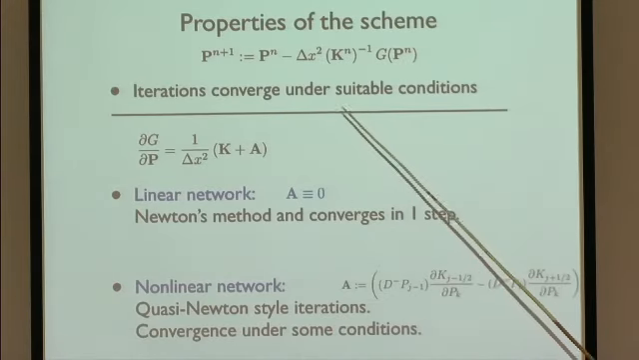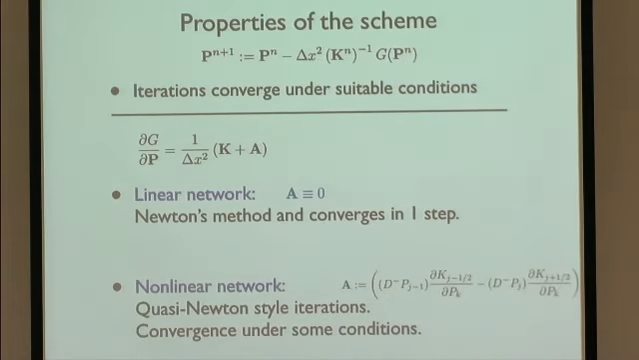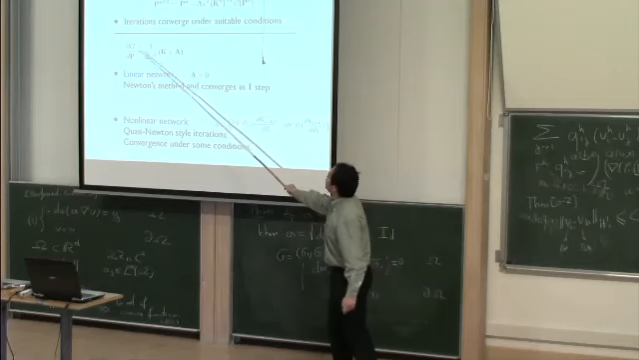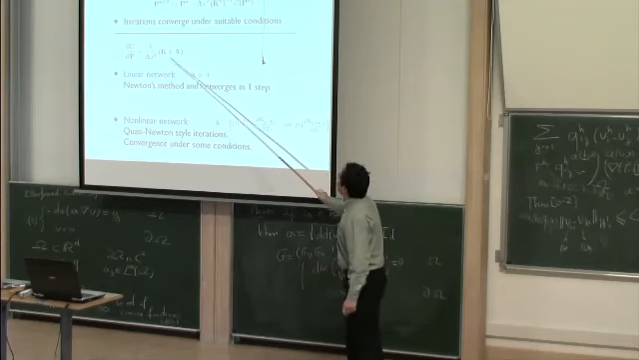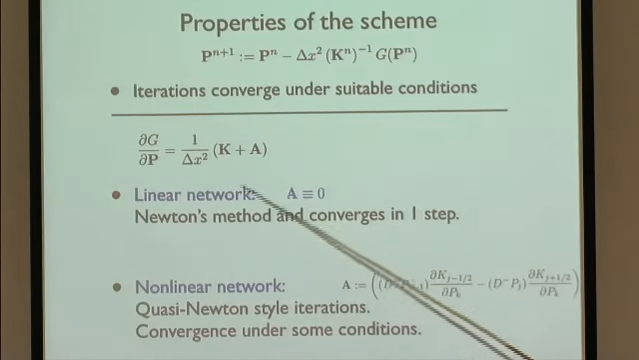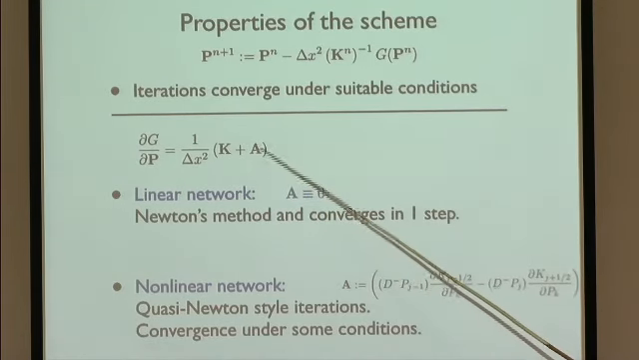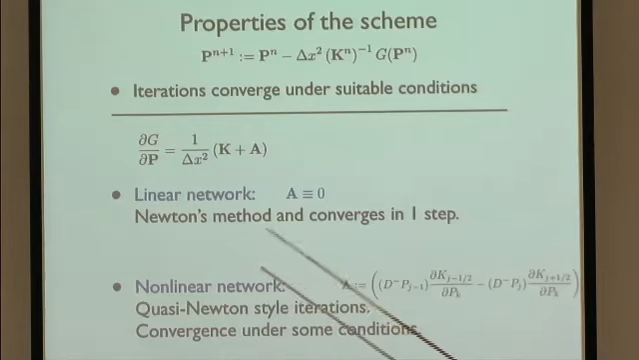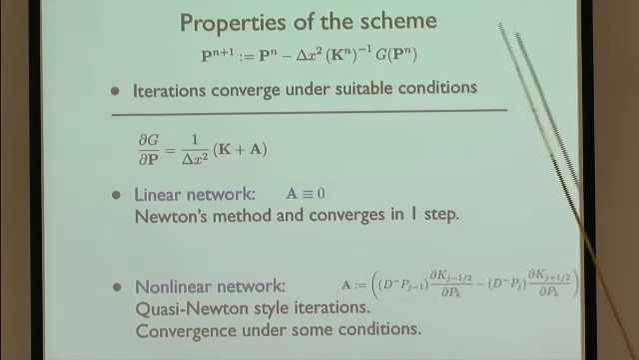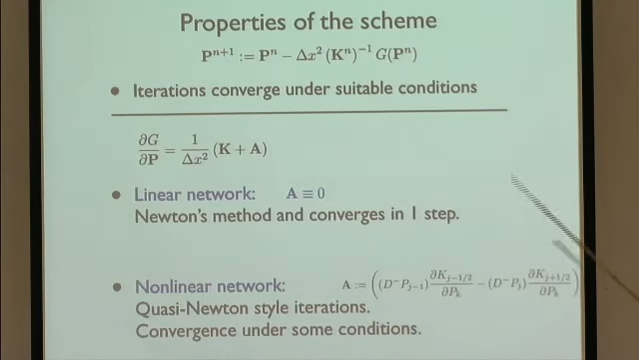So in general, this iteration converges under some kind of suitable conditions. For example, if your network domain, this Cij, is independent of pressure, so you have a truly linear network model, then dG/dP, in general, has this form. And this is the K that we mentioned earlier. If you have a linear network, then this A equals 0. So our iteration method is like Newton's method, and you would expect that it converges very fast. In fact, it converges in one step if you have a truly linear network model.